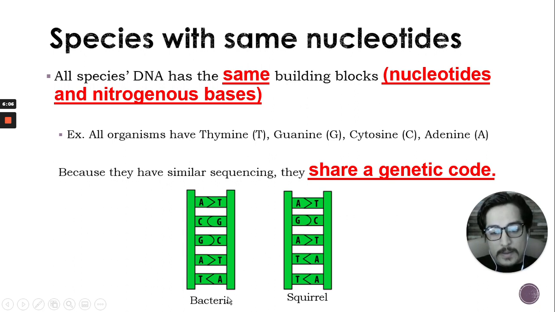Here you have a picture of the DNA of a squirrel and a picture of the DNA of a bacteria. What is the only difference? You see it? AT, AT, CG, GC, GC, AT, AT, TA, TA, TA, right? Some parts are the same, some parts are different. That's what we call a common code. Or you can say we share a genetic code. We have the same code, it's just in a different order.